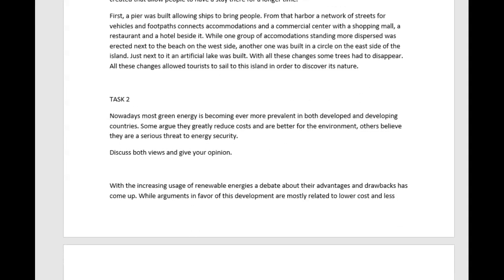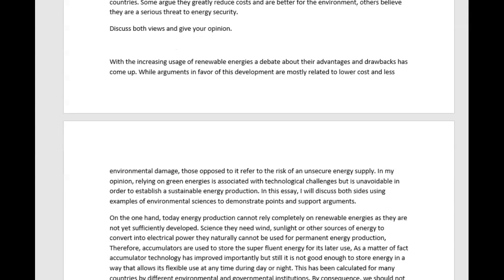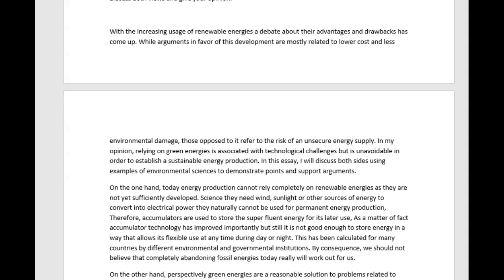Okay, so let's look at your task 2 now. This is the one about green energy. Is it an energy threat, or is it better for the environment and more cost effective? Let's see what you said.